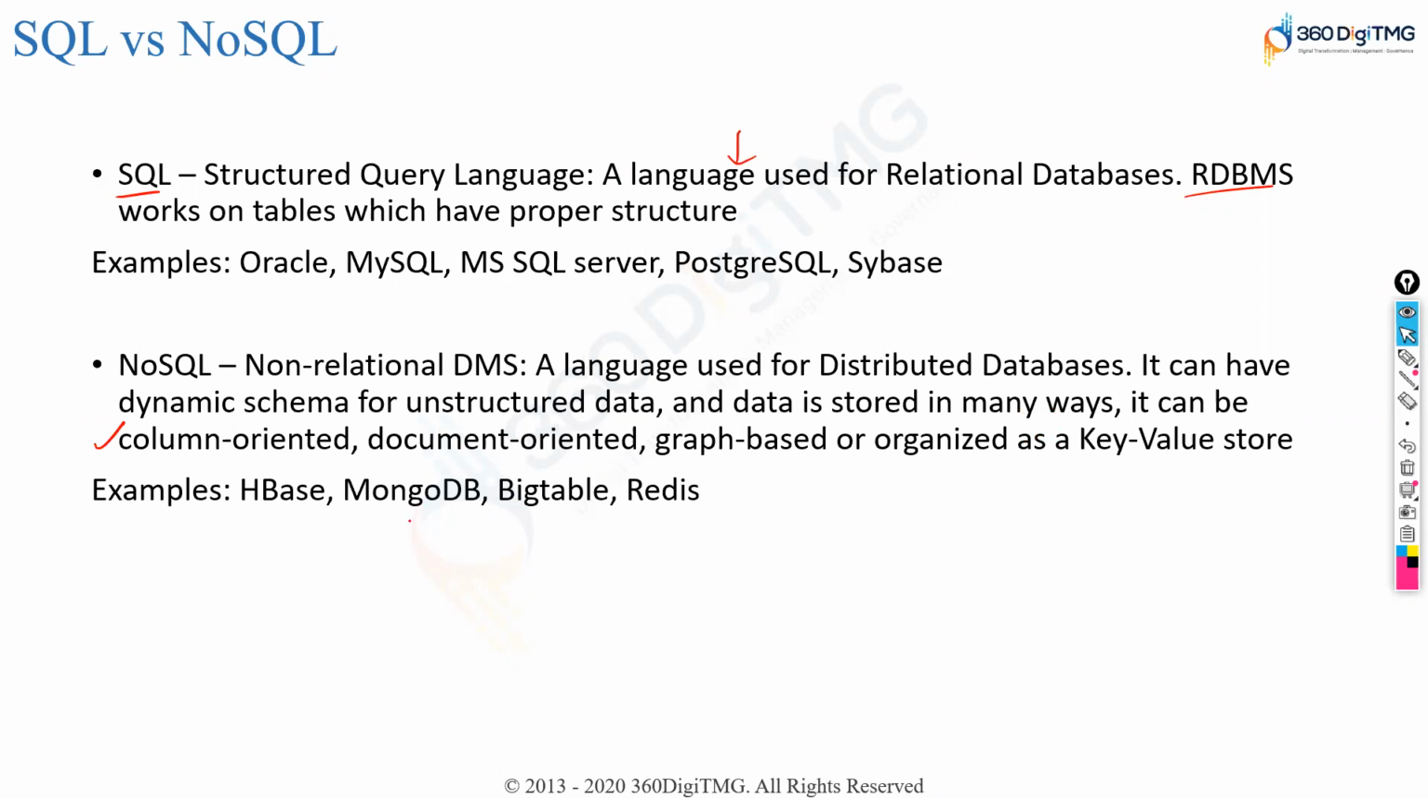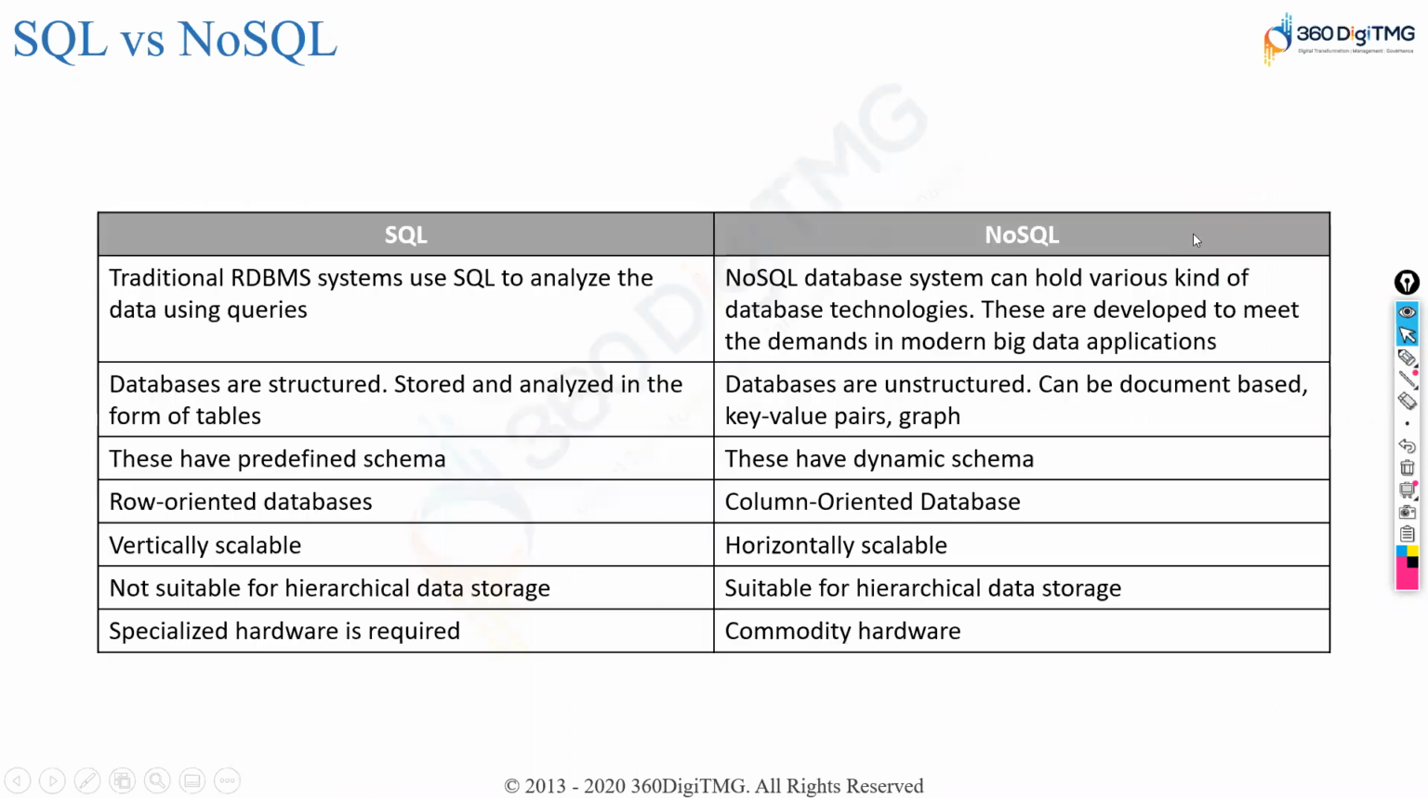And HBase, as I mentioned, is the first of its kind of database, which was designed on top of distributed databases, distributed framework, right? We do have MongoDB, Bigtable, Redis. These are other examples. And MongoDB is another very popular database on the NoSQL side of things.